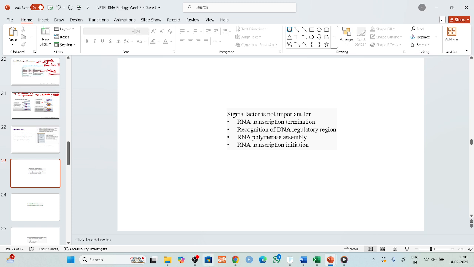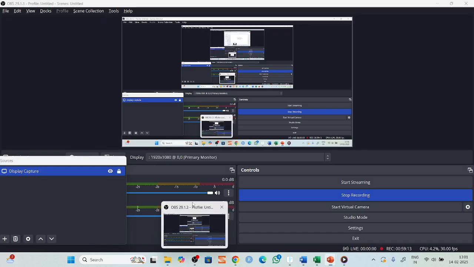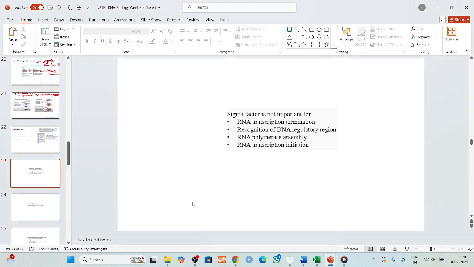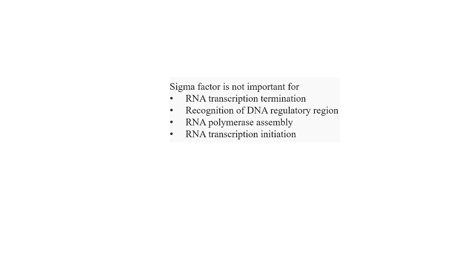Okay, so now we'll do some questions related to it. I'll give you 2 to 3 minutes to answer the question. The first question is, sigma factor is not important for A, RNA transcription termination, B, recognition of DNA regulatory region, C, RNA polymerase assembly, or D, RNA transcription initiation. I'm giving you 3 minutes. Then I'll switch the screen.